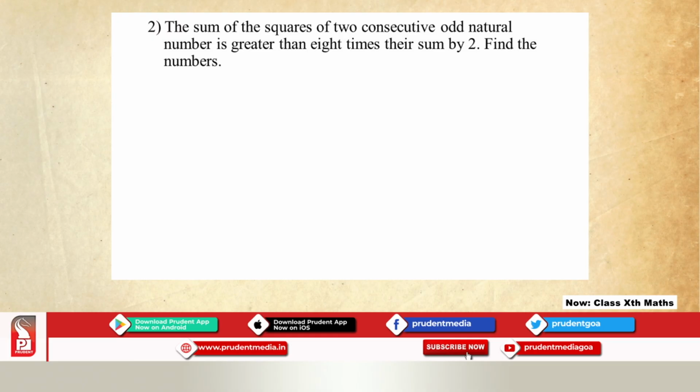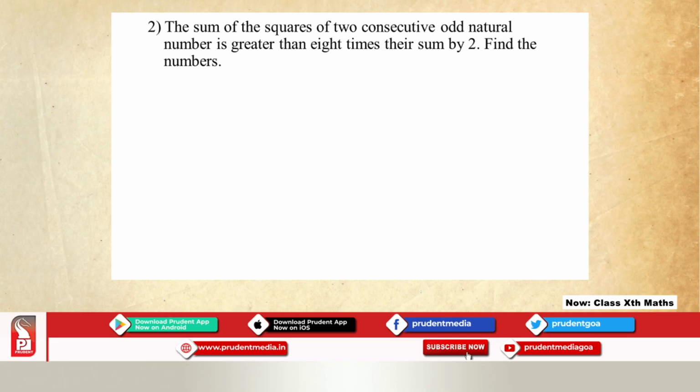The second problem is based on odd and even. I am doing one odd, and it will be similar for even also. Let us read the question. The question is: the sum of the squares of two consecutive odd natural numbers is greater than 8 times their sum by 2.